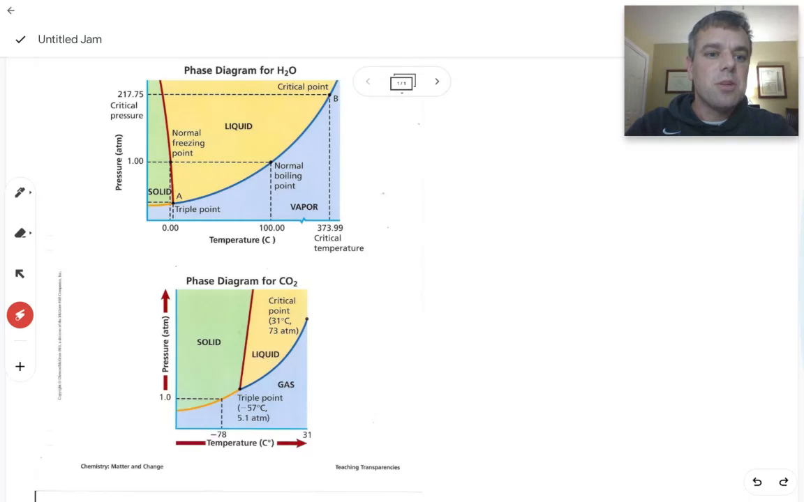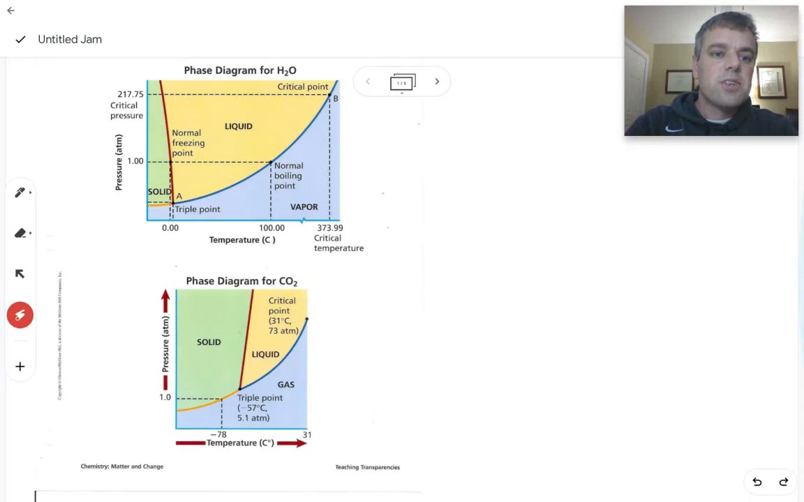You can have sublimation if you go from a solid to a gas in this region. And as you cross this red line right here, if you cross this red line going one way or the other, that's melting or freezing, depending on whether you're heating it up or cooling it down.